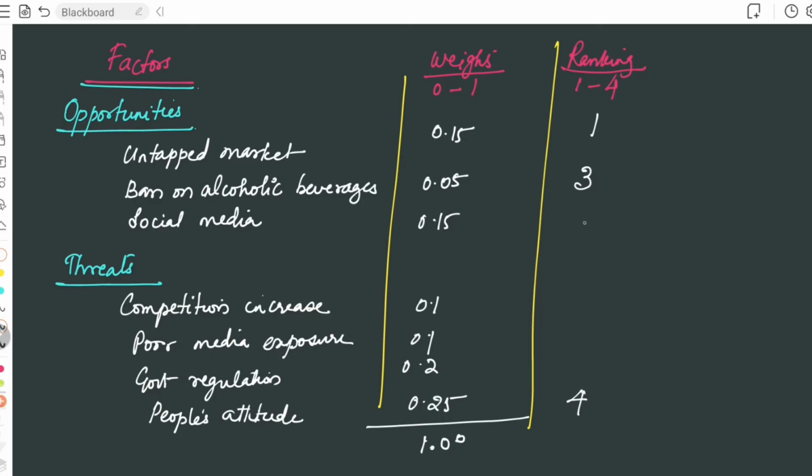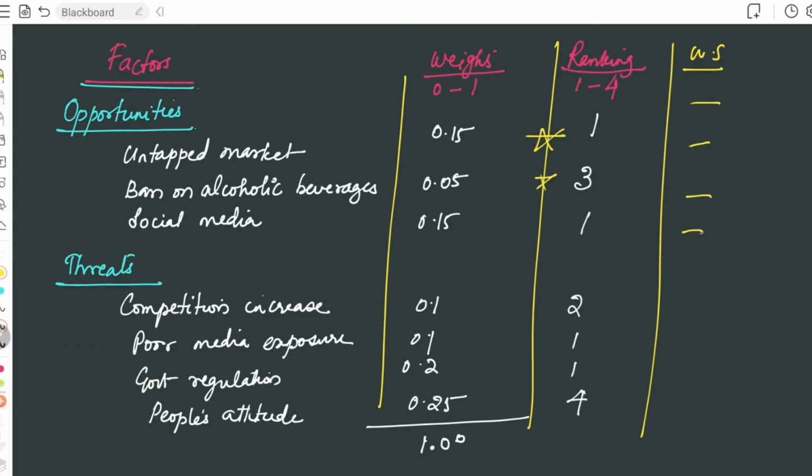Like that. Let's say we will give weights to each of these factors, and then we find the weighted score. The weighted score is nothing but the weight multiplied by the ranking. We will multiply and write it down, and then total it up to get the total weighted score. So that is the external factor evaluation matrix. That is how we do it.